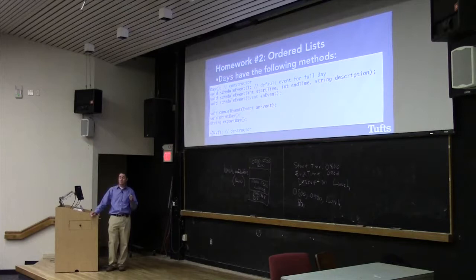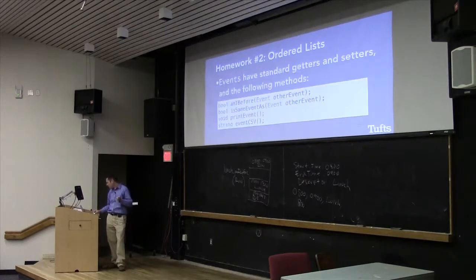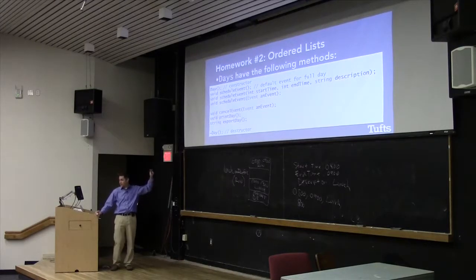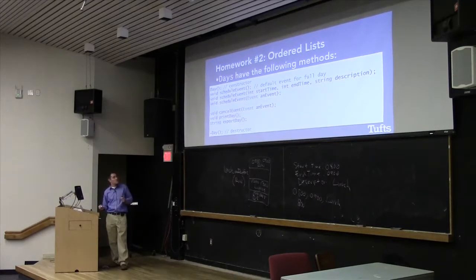It just runs through all the events and says print event. And that's all that is. And export day is the same idea. It goes through all the events and says export CSV, or whatever the name was. It was event CSV. So it says event CSV, and it gets a list of a bunch of comma separated values, one on each line. And that's what that does. Okay, so those are the only ones you have to write. And then you have to write the destructor, which is there.